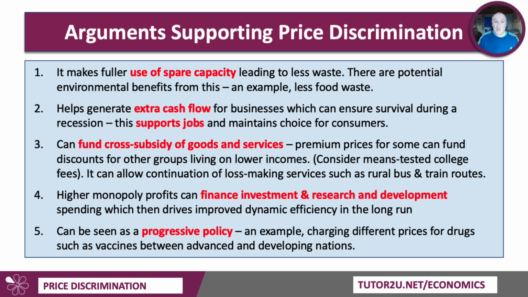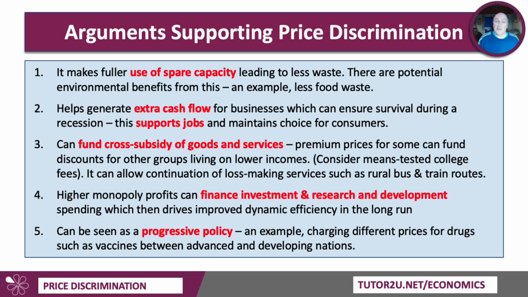Businesses use it to survive in a recession or after an external shock. Price discrimination is a perfectly legitimate tactic to generate extra cash. Cash keeps businesses afloat, and if businesses stay afloat, that supports jobs and maintains choice. I think point 3 is super important. Price discrimination can be used to cross-subsidise. So, for example, you might charge a premium price for some customers, but then use the profits there to offer a discount for other groups.